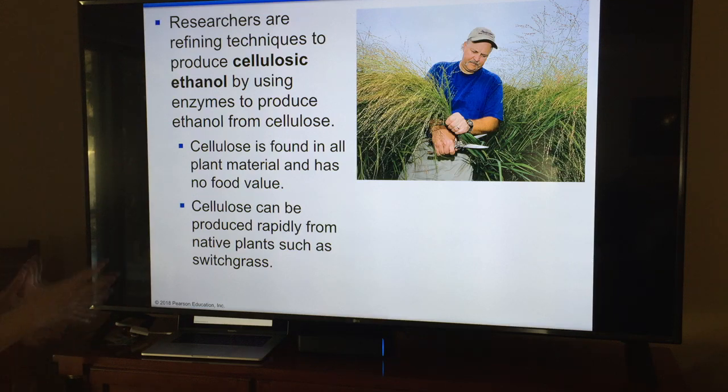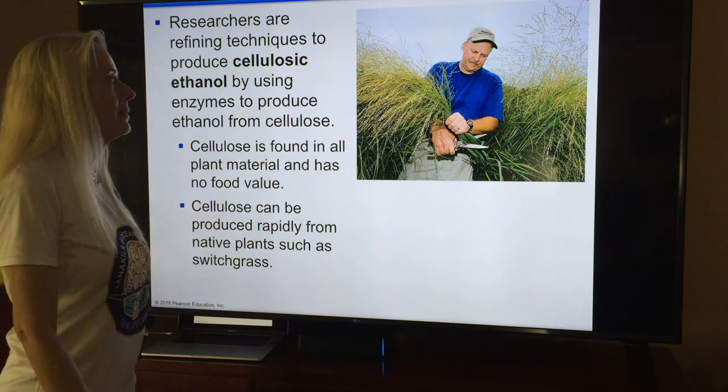So cellulose can be produced rapidly from native plants. I'm guessing this is switchgrass. There we go.